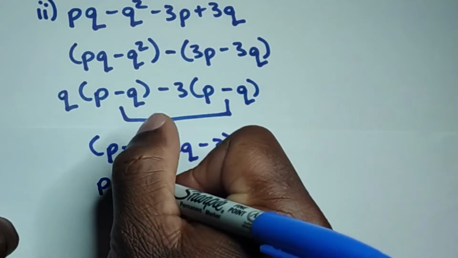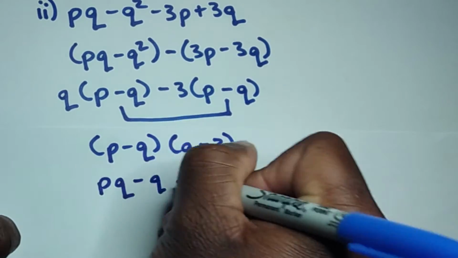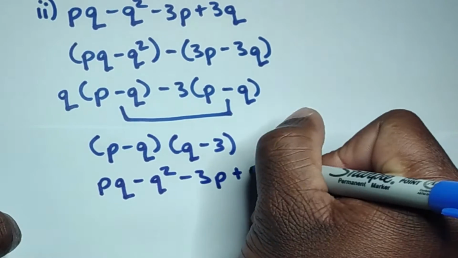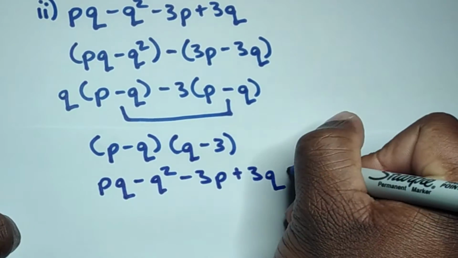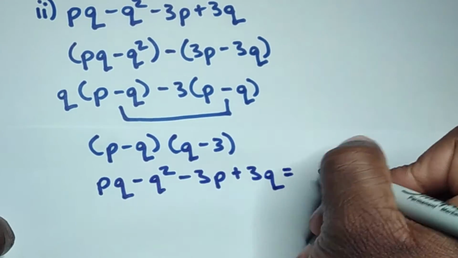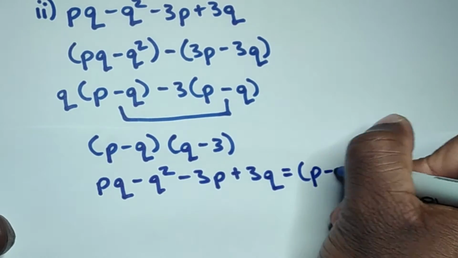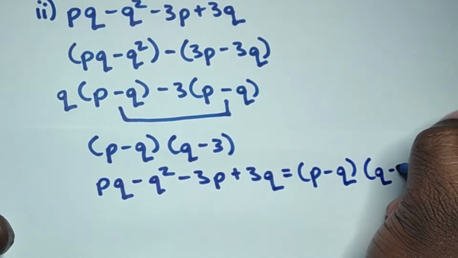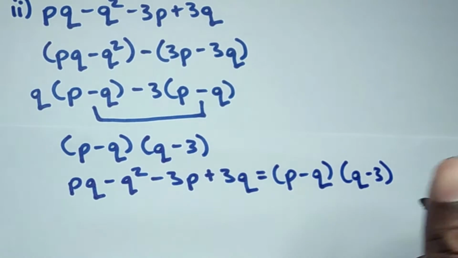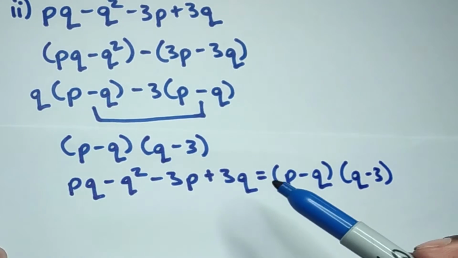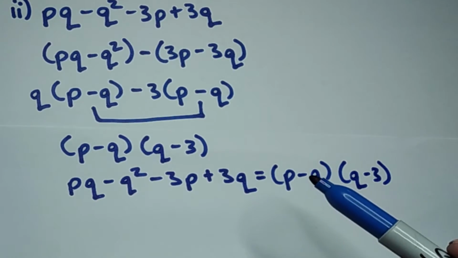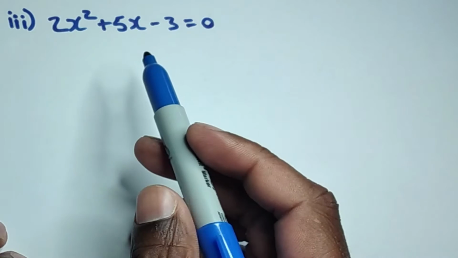So pq minus q squared minus 3p plus 3q is equal to p minus q in one bracket and q minus 3 in the other bracket. All right, and that's pretty much how we deal with part 2 of the question. Now let's look at part 3 of the question.